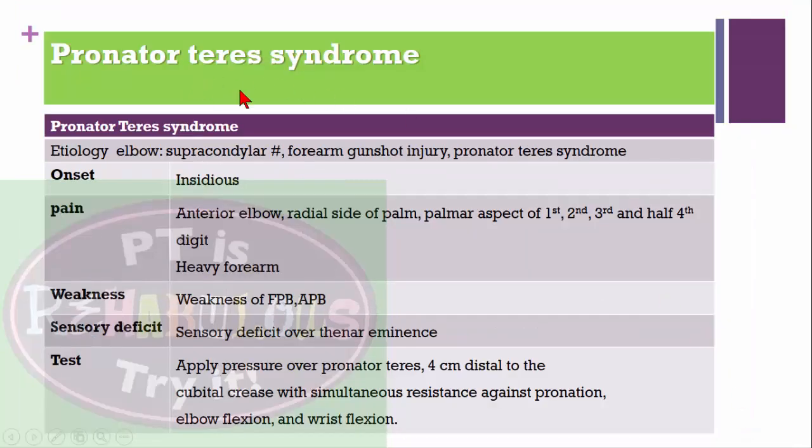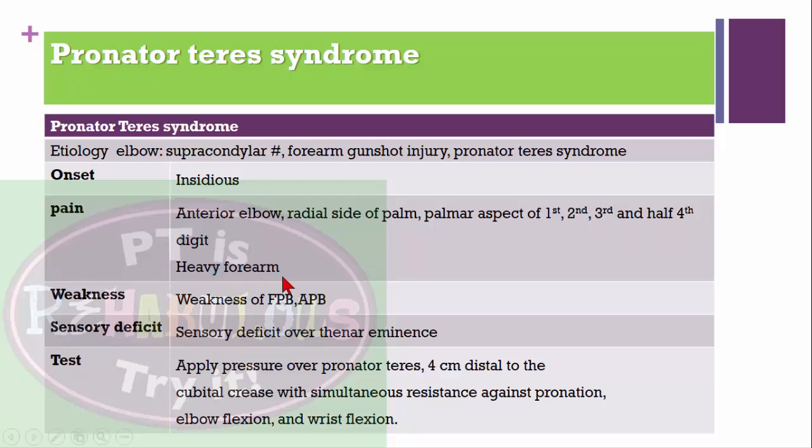Let's see pronator teres syndrome. Etiology, like supracondylar fracture of the humerus, forearm gunshot injury, that is affected in pronator teres syndrome, and onset is insidious. Pain is noted on the anterior aspect of the elbow and radial side of the palm. Palmar aspect of the first, second, third, and half of the fourth digit, means the thumb, index finger, middle finger, and half of the ring finger, is affected.